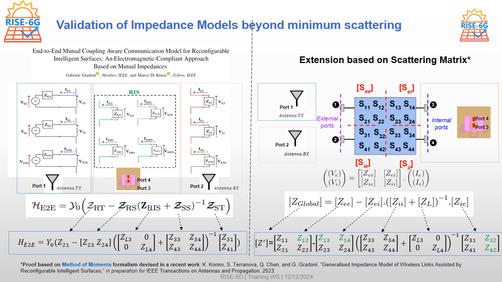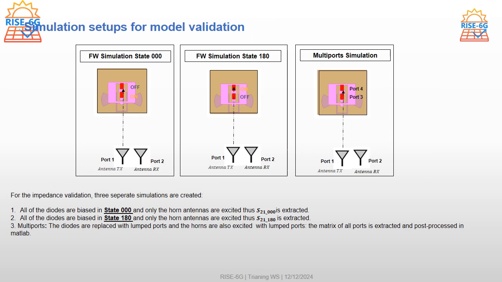In order to validate this model, we considered some practical designs. Here, for instance, a practical design of a unit cell based on a PIN diode, and we ran different simulations with the 0 degrees state, the 180 degrees state, and multiple simulations. What we want to show is that the model is able to catch the full characteristics of the unit cell or even the RIS with respect to the full wave.